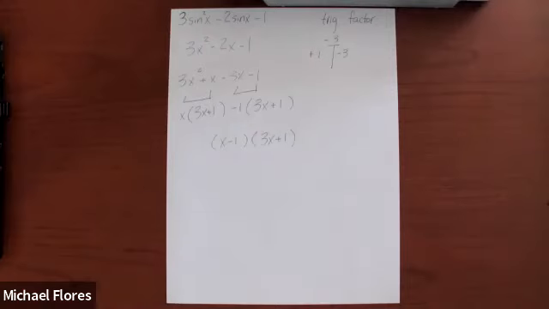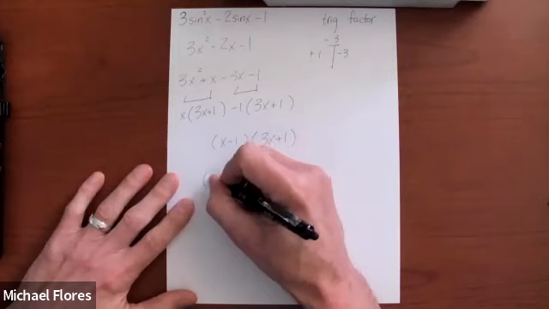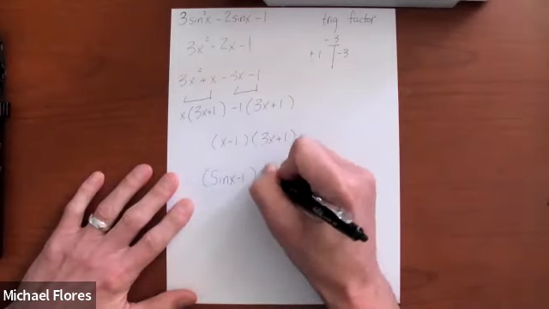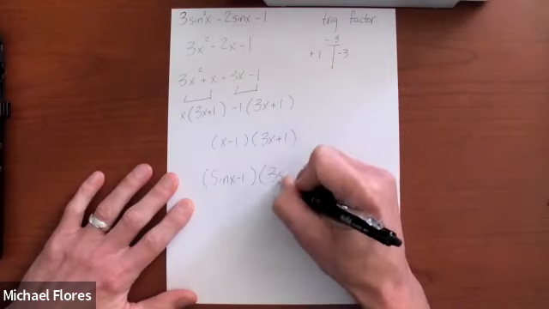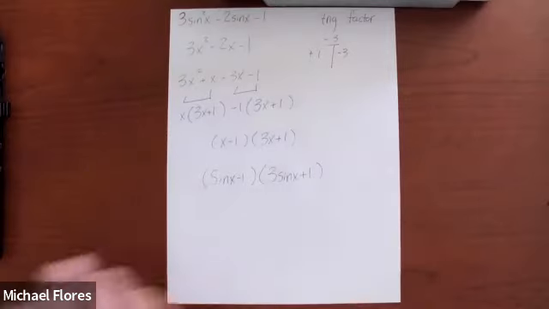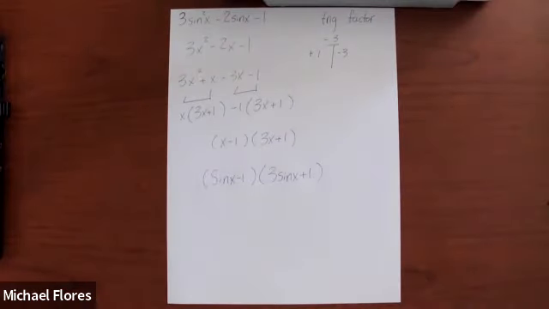So now what we want to do is everywhere we see an x, we just want to write the word sine in front of it. So sine of x minus 1, 3 sine of x plus 1. That would be your answer.